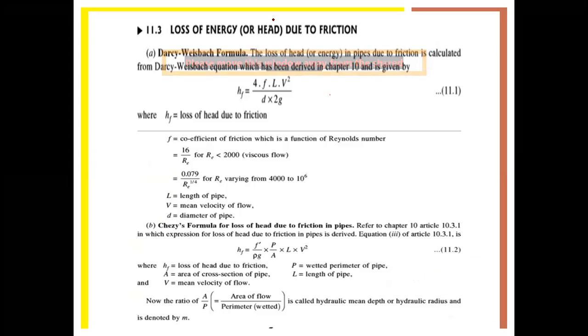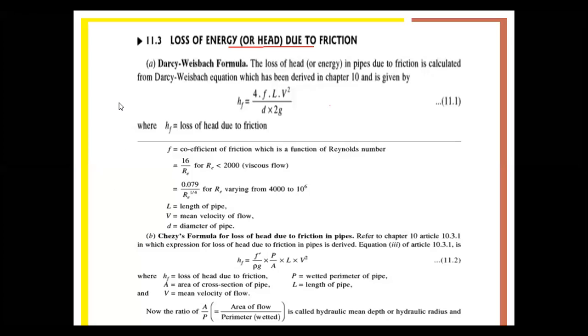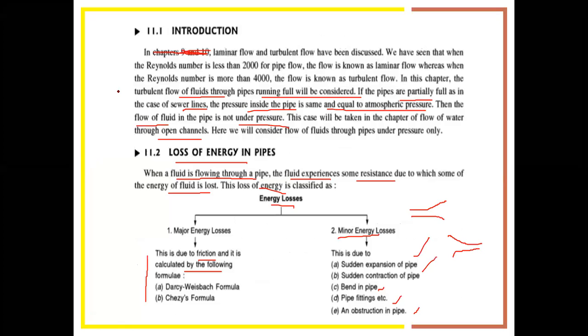So next case, the loss of energy due to the friction. In this loss of energy due to the friction, we have two cases. One is the Darcy-Weisbach formula, the other one is the Chezy's formula, which we have already derived in the earlier classes. So for the major energy losses due to the friction, we have two equations to solve: one is the Darcy-Weisbach equation, the other one is Chezy's formula.